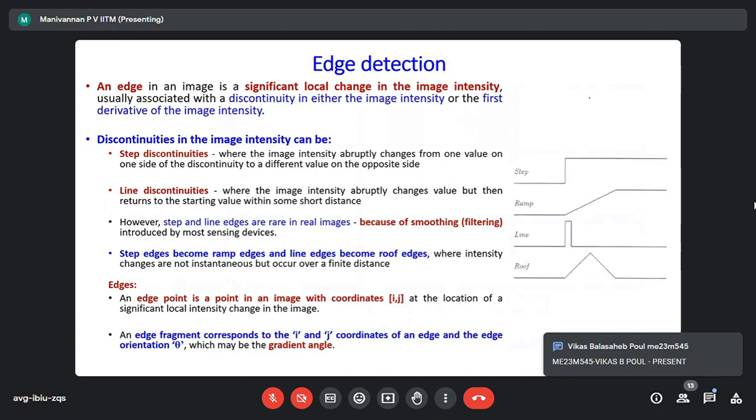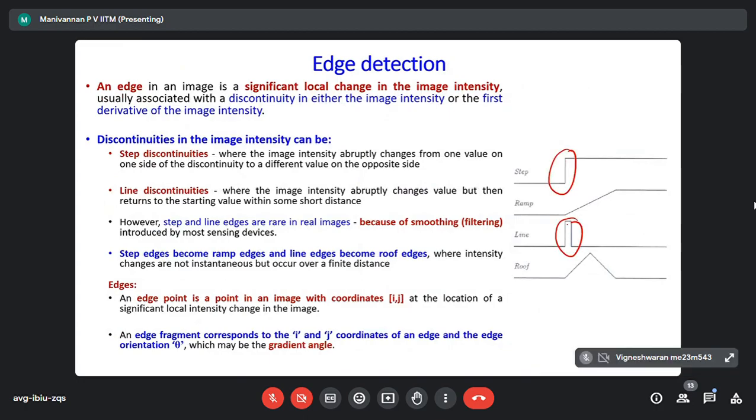So step edge and line edge will be there if you don't filter. If you have very sharp images, you can get them. But when you do filtering, many times it will become a ramp type or roof type. Still, there is a change in intensity level. This is the intensity level, so there is a change happening.